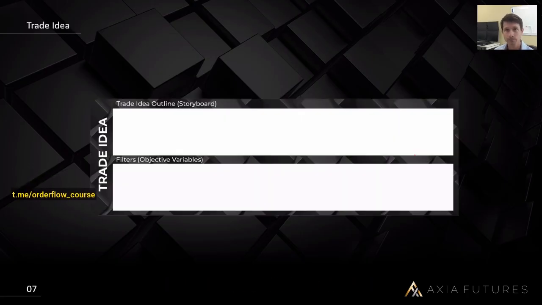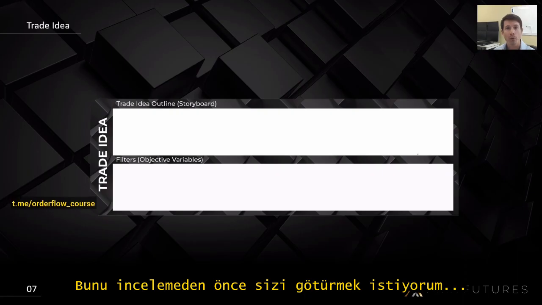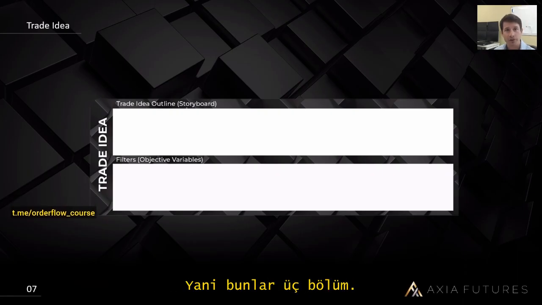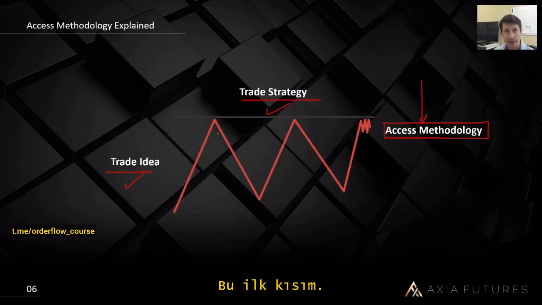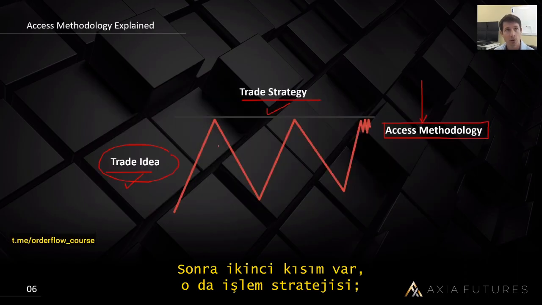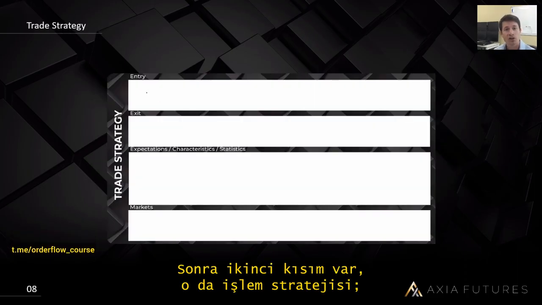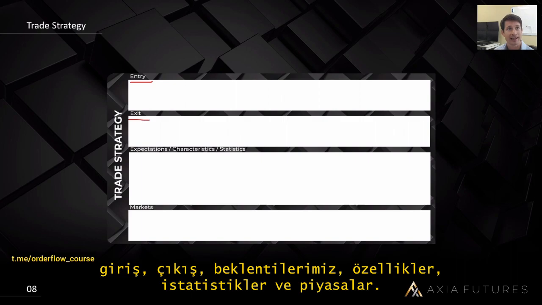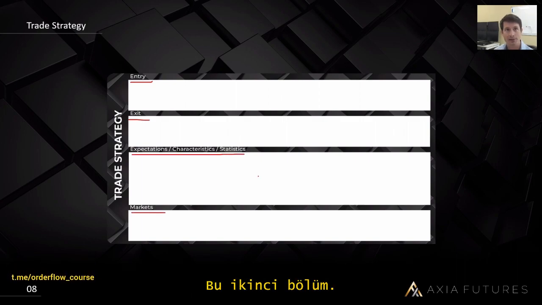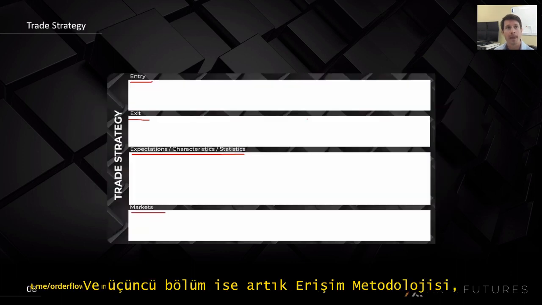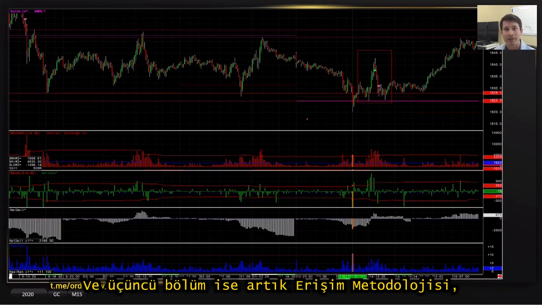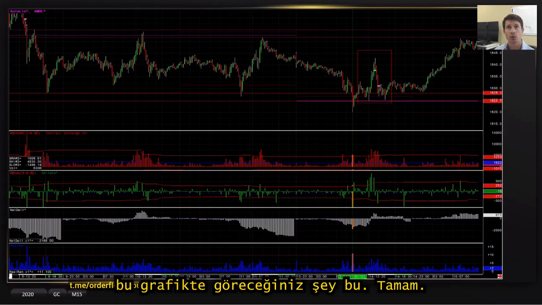Now, before we go through that, I just want to take you, so these are the three sections. Like I said, we've got the trade idea with the filters. That's the first part. We then have the second part, which is the trade strategy. Entry, exit, our expectations, characteristics, statistics, and markets. That's part 2. That's the trade strategy. And part 3 is now the access methodology, which is what you're going to see on this chart.